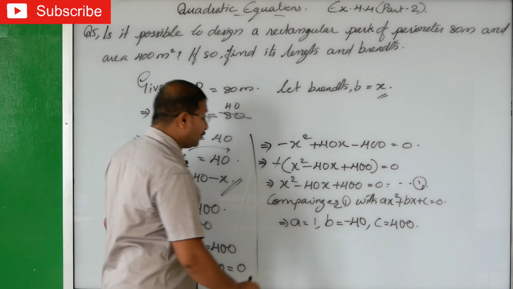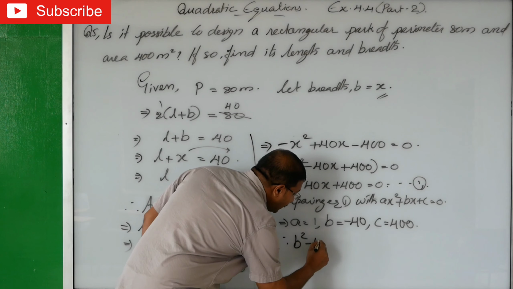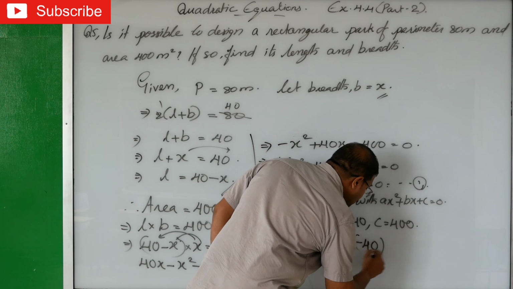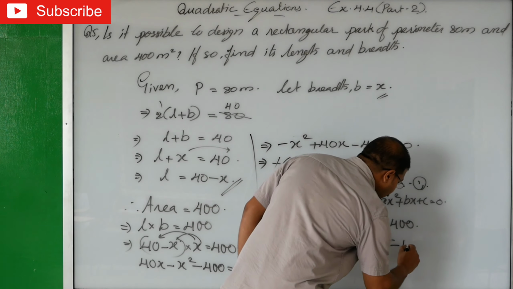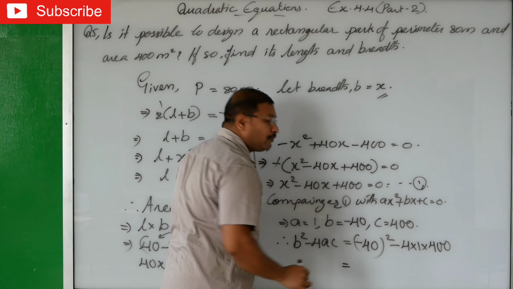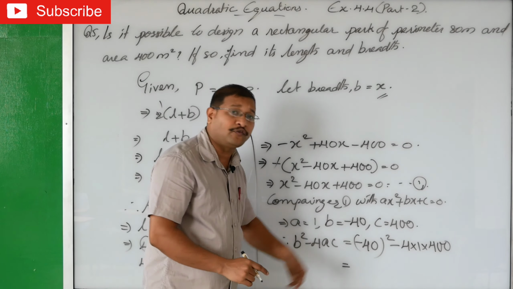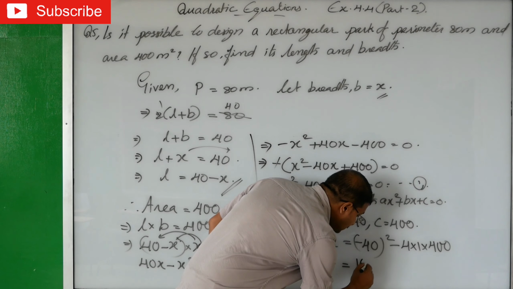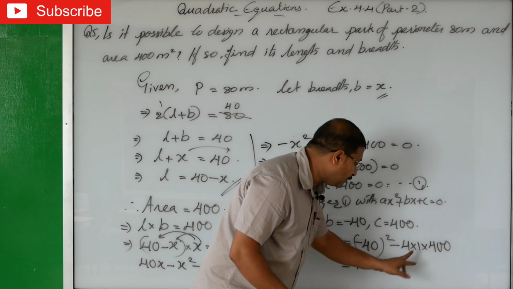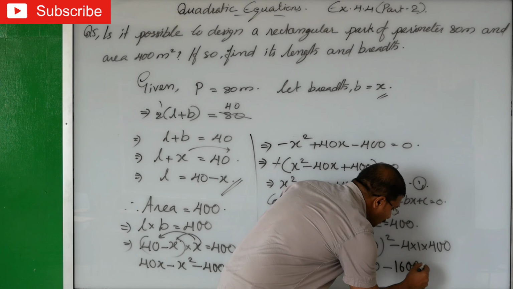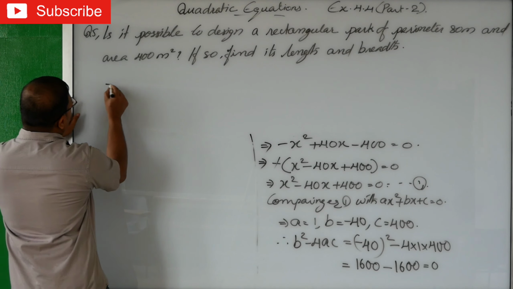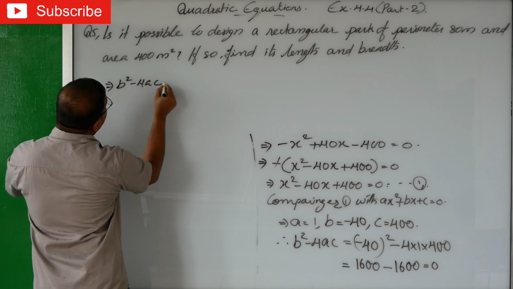Now what will you do? b square minus 4ac. Therefore, b square minus 4ac equals, the value of b is minus 40, so minus 40 the whole square minus 4 into a, which is 1, into c which is 400. Square of minus 40 is 1600. Minus 4 into 1, 4, 4 into 400 is 1600. This is equal to 0. Ready? That means b square minus 4ac is equal to 0.